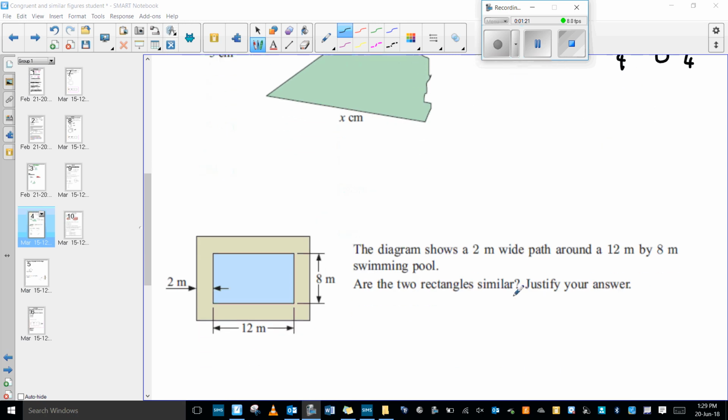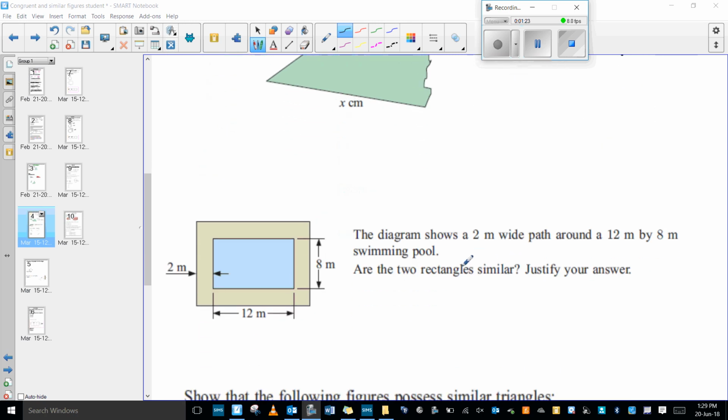The diagram shows a 2-meter wide path around the 12 by 8 swimming pool. Are the two rectangles similar? Justify your answer. All right, so first things first, our small rectangle has the dimensions 12 by 8. What would be the dimensions of the big rectangle? No, we don't need an x. What would the dimensions be?